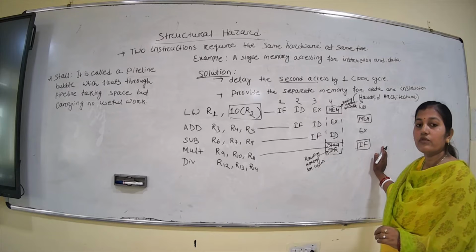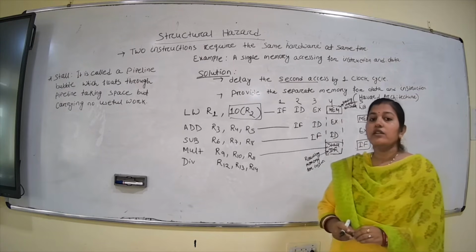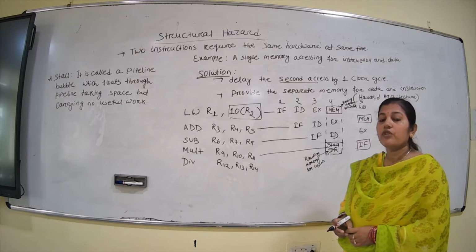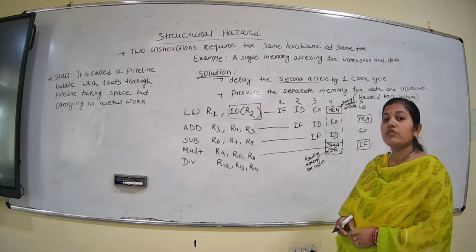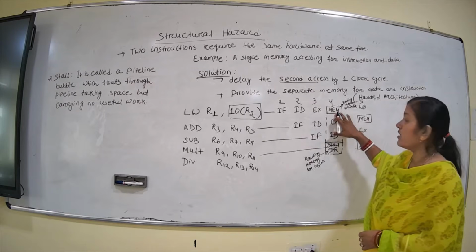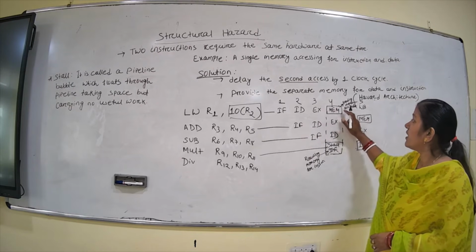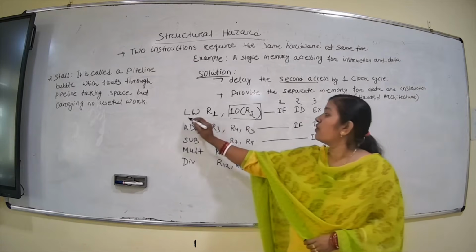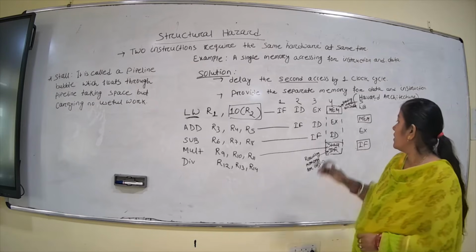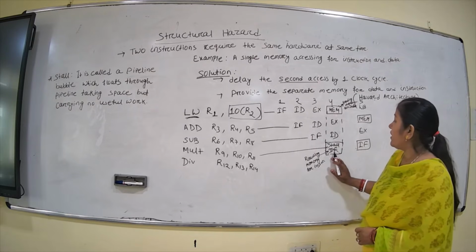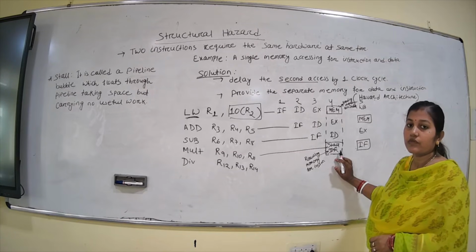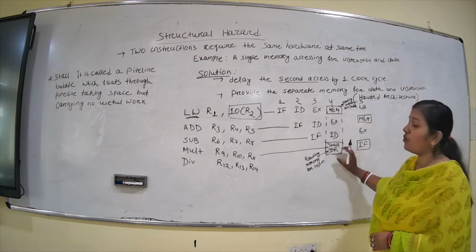No. Why no? Because a structural hazard occurs where one instruction requires the memory for data and another instruction requires it for the instruction. In this fourth clock cycle, you see the first instruction is accessing the memory because it is a load instruction. And at the same time, the multiply instruction requires the memory to fetch the instruction. So that's why you cannot overlap.